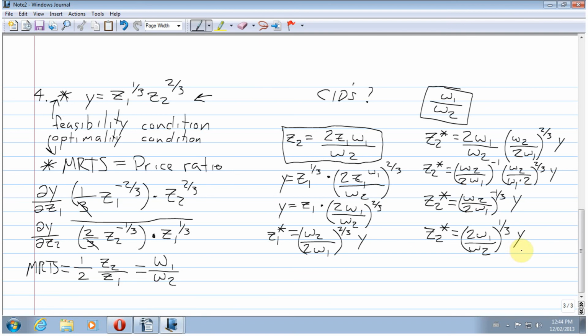If you're interested, you can plug your conditional input demands back into your feasibility condition to see if you get y. In this case, you will. In all cases, you should. And that's about all I have to say for this question.